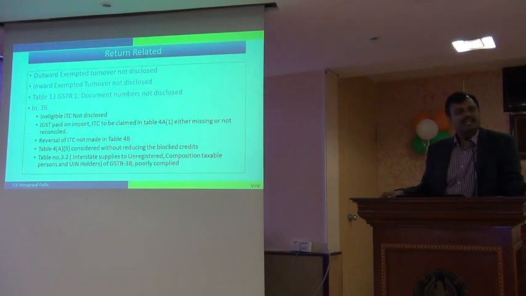And when it comes to the input tax credit, you have table 4B for reversal of credits which you have taken earlier in the excess period. So circular 26 beautifully explained, one can make use of it for correcting.